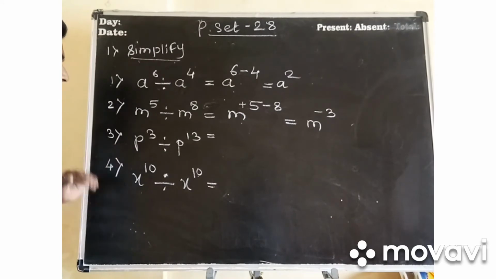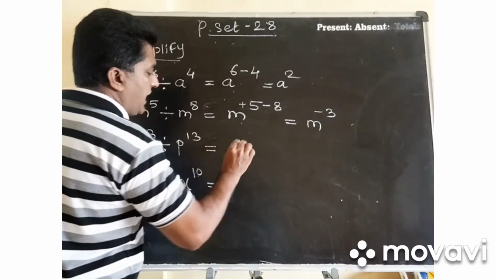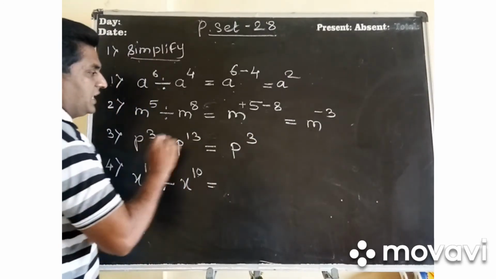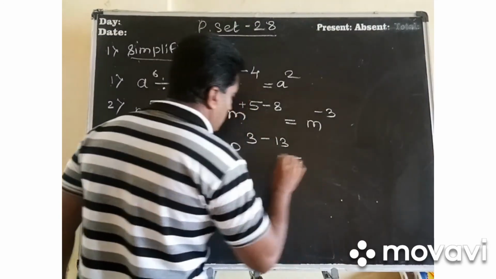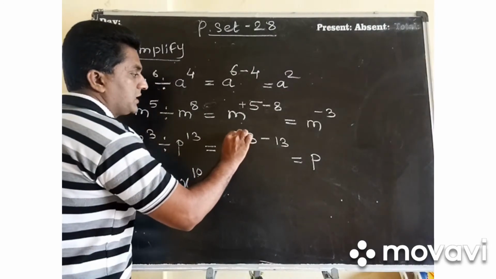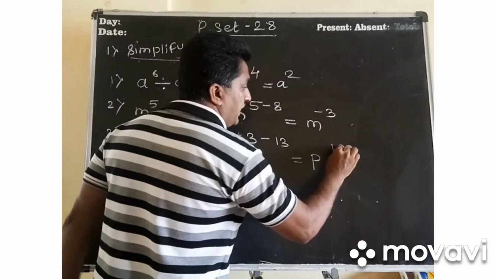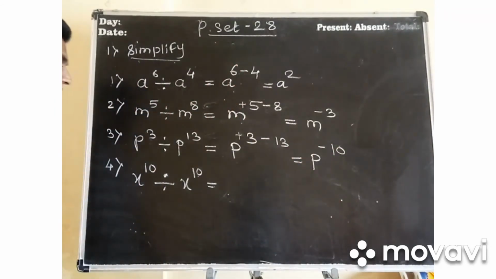Let us see the third one, p and p. It is the same. So I will write down here p as a base and 3 and 13 here, and in between minus. Again the same condition is there. p will be p only. But see, 3 is what? Plus is there. Opposite signs, subtract them. You will get answer 10, and the bigger number's sign is minus. This is your final answer.